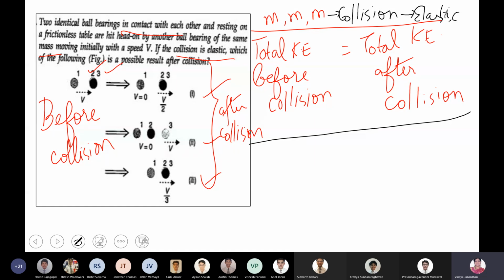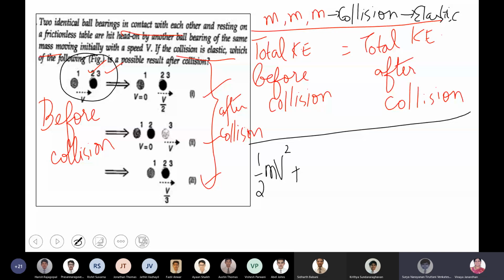Surya, let us calculate the total kinetic energy before collision. Now we have to add the kinetic energy of particles 1, 2, and 3. What is the kinetic energy of particle 1 before collision? Ma'am, half m u squared. But the initial velocity is given as v. Can you see the diagram? Yes, ma'am.